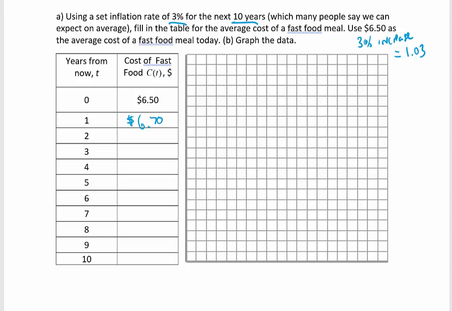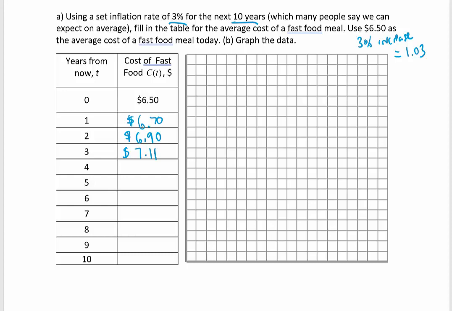So $6.70. Now when I go to calculate though, I have to use $6.70 or else it won't work out very well. 6.7, and I'm going to multiply that times 1.03 again. Then we're going up to $7.11. And you can see all we're going to do is keep multiplying by this 1.03.